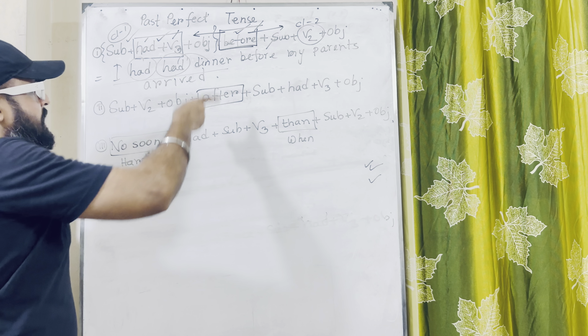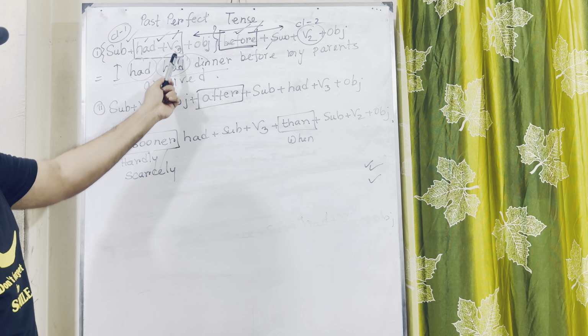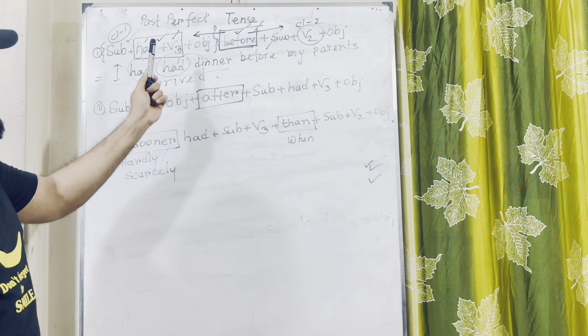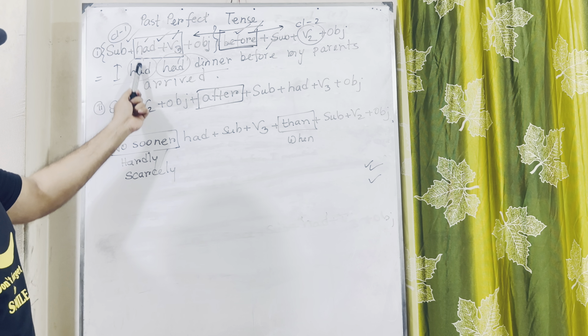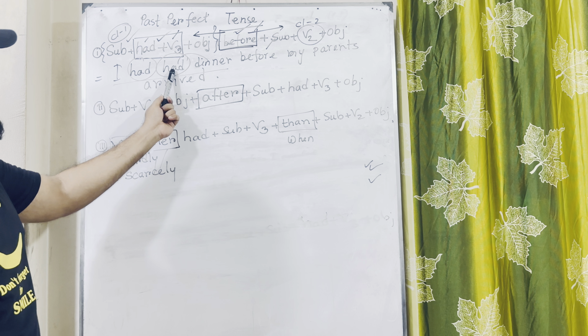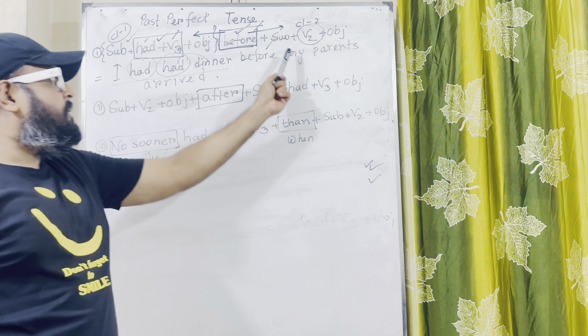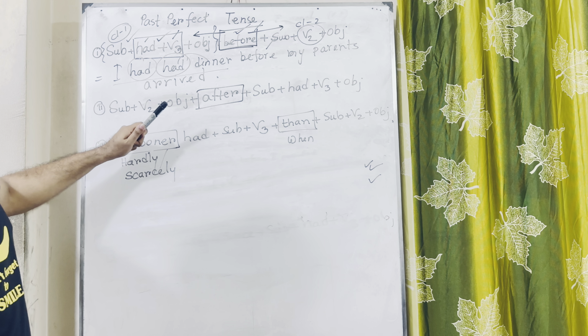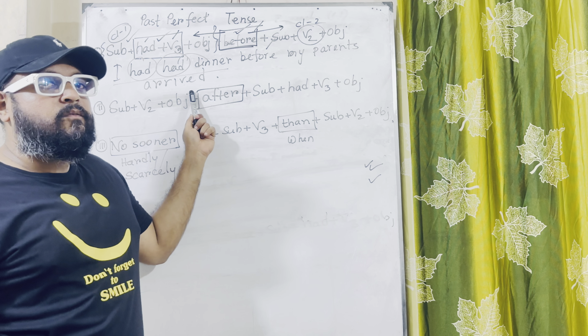I had dinner, so this pattern goes with the auxiliary verb had and the past participle of have, and it goes had. So had, double had: one had as my auxiliary verb and the other had as my V3 verb. Before my parents, the subject of clause number 2, arrived, it is the past form of the verb.